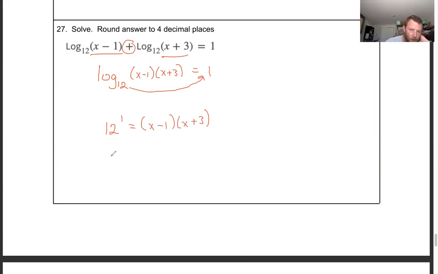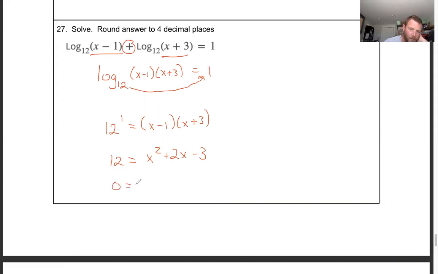12 to the first power is 12. FOIL this out, it would be x squared minus 1x plus 3x, which is plus 2x minus 3. We just have to solve for x. Make sure the number you plug in can't be a negative number in here. Okay, so we're going to minus the 12.